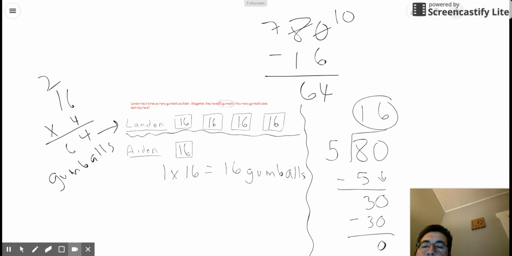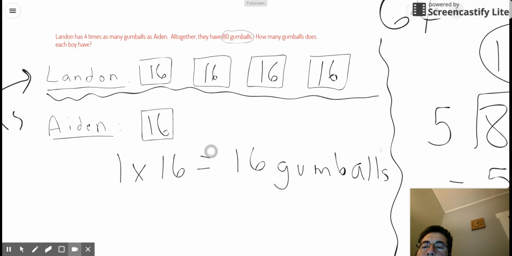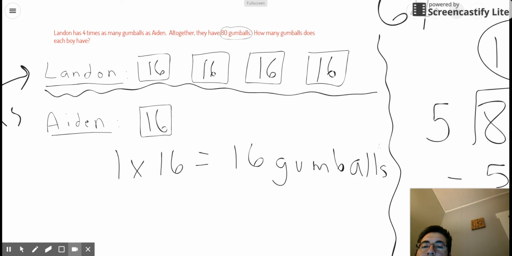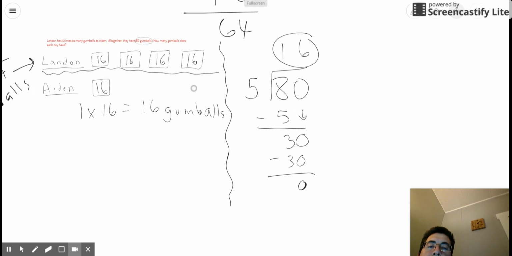But let's just quickly review the steps that I took to solve this problem. Very first thing I did is I set up my bar diagram because Landon has 4 times as many gumballs as Aiden. I have 4 bars or boxes next to Landon's name. 4 is 4 times bigger than 1, so I have 1 box next to Aiden's name. I then set up my division problem. I took the total 80 gumballs, divided it by 5. That's the total number of bars or boxes in the problem.